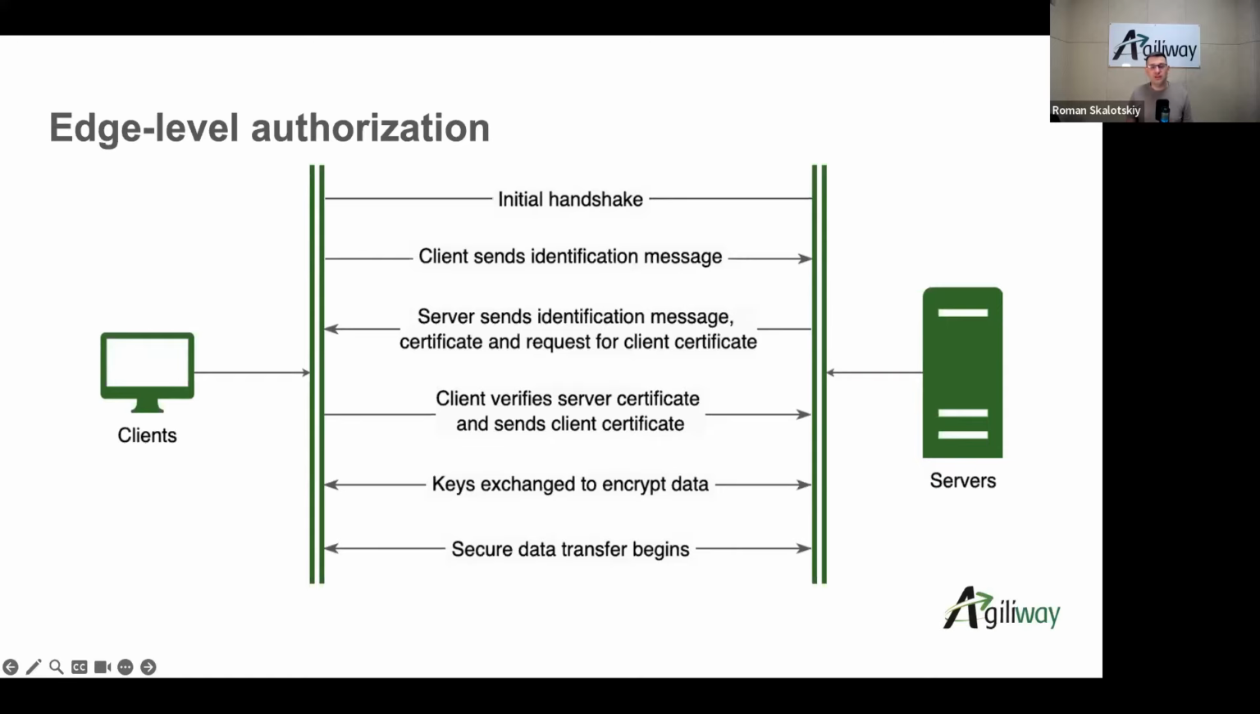A highly effective method is mutual authentication, which prevents direct unauthorized access to the internal services, ensuring that the API gateway is not bypassed. Typically, development teams implement authorization in two locations: the edge, as we said, which is the API gateway, and the service level.